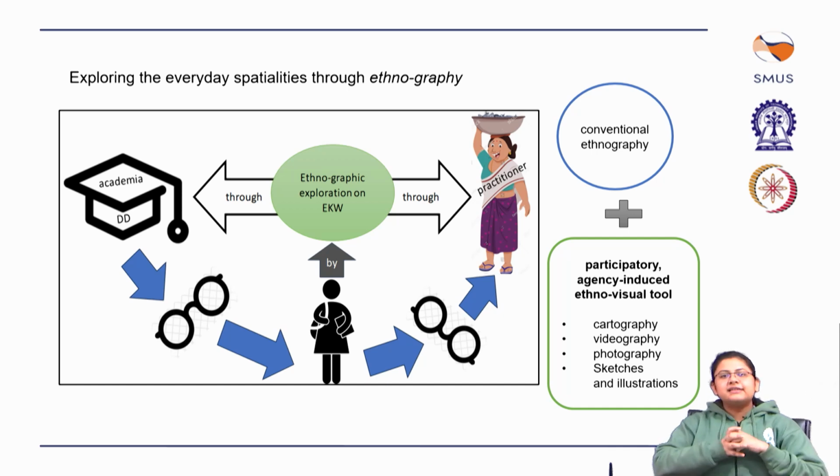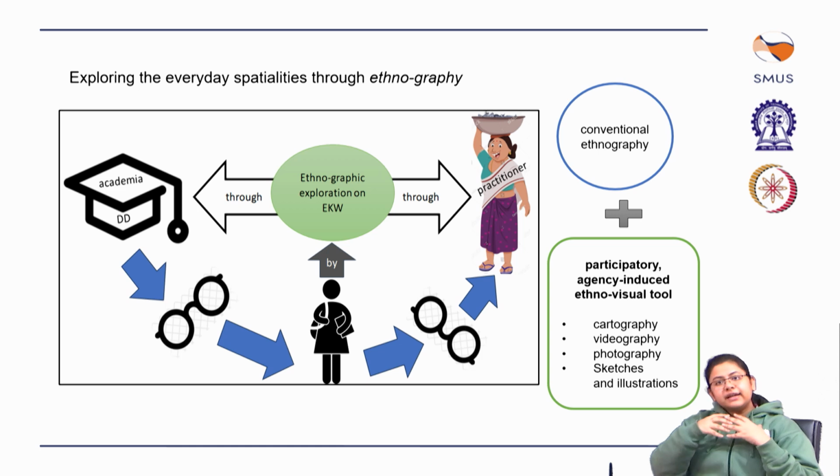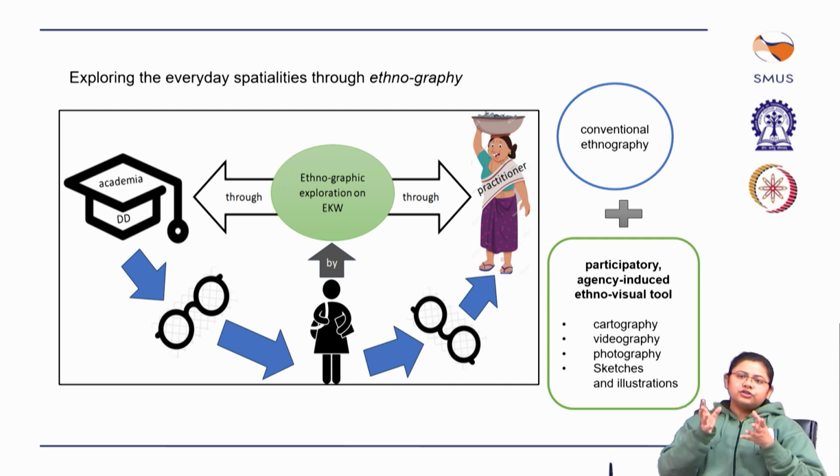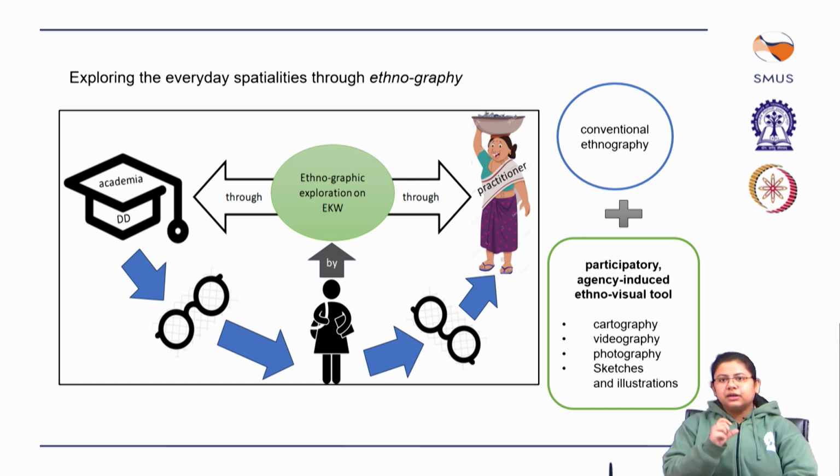So with this understanding, I will be going to this part of the lecture, which is the understanding of PEEP, or Practical Empirical Implementation Project, in the East Kolkata wetlands. This was part of the Action 4 agenda of the SMUS network, where we decided to explore the everyday specialities of the wetlands through the application of the ethno-graphy methodology. This is a little bit different from the conventional ethnography methodology. Here the hyphen between ethno and graphy holds a very important meaning.